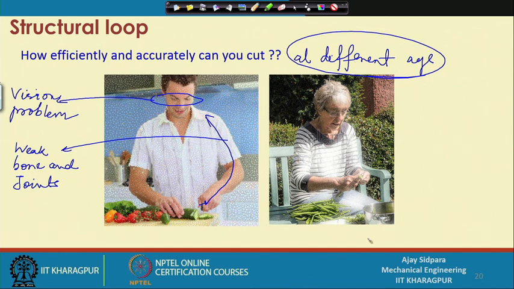but when we become a little bit older, at that time our strength and everything decreases and we are not able to cut as efficiently as this one. So, there are problems with the joints and everything.